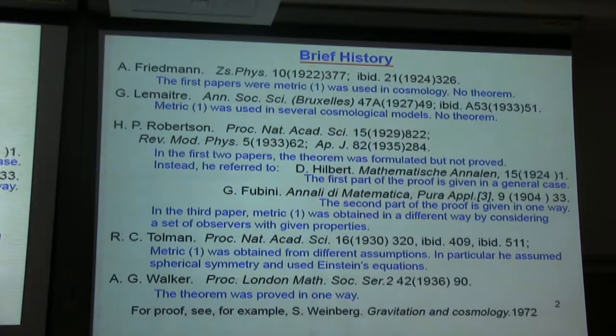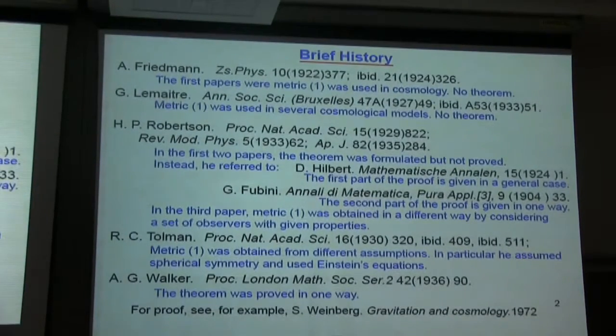Short history. First, this metric was introduced by Friedman in 1922. He didn't formulate the theorem and didn't prove it. He simply used this metric to construct a cosmological model. Later, Lemaitre also used this metric in several cosmological models. He didn't formulate the theorem and didn't prove it. Robertson wrote several papers. In the first two papers, the theorem was formulated, but it was not proved. Instead, Robertson referred to the paper by Hilbert from 1924 and Fubini from 1904 instead of the proof.